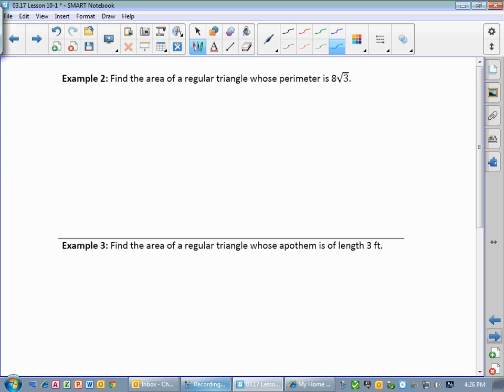So we got a regular triangle, so let's start by, I suppose, drawing the triangle. We have an area formula, 1/2 apothem times perimeter. And this time we're actually given the perimeter. So the perimeter is 8 square roots of 3.